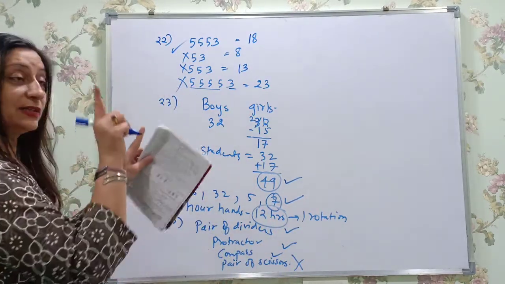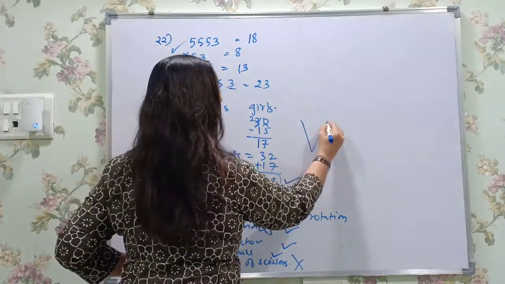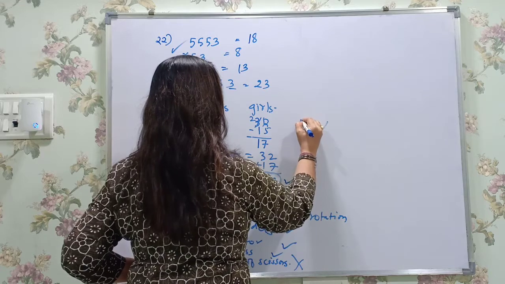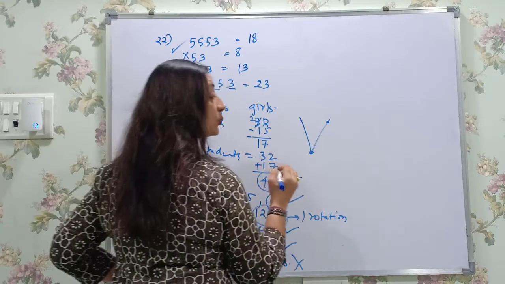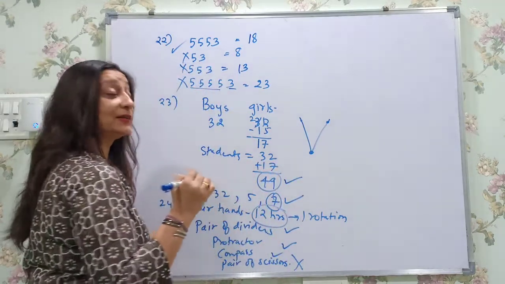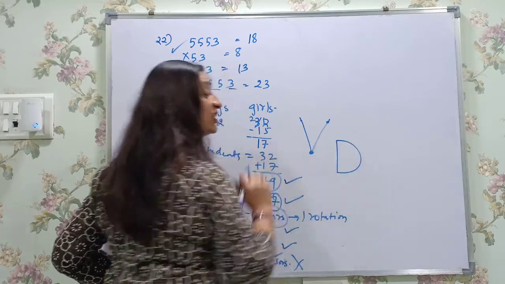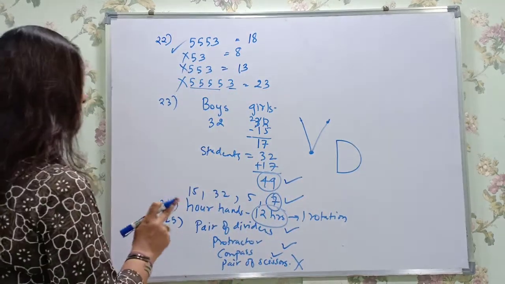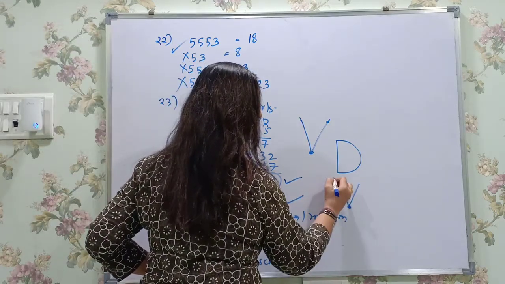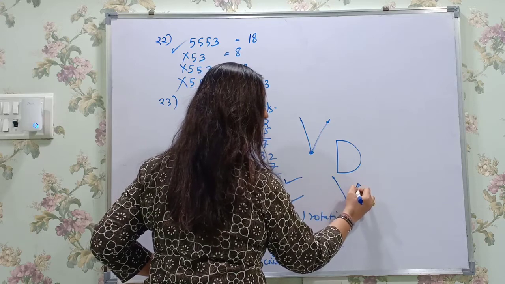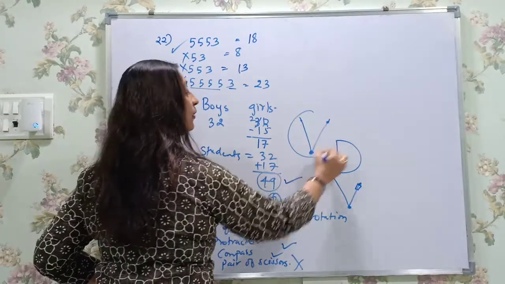Now pair of dividers is the one which has both the points. You remember? Yes, this is the pair of dividers. Protractor is nothing but a semicircle. This is called a protractor. You have this D shape in your geometry box. I have shown you all these kids. And compass is nothing but the one that has one point and the other where you can fix your pencil. You remember this?